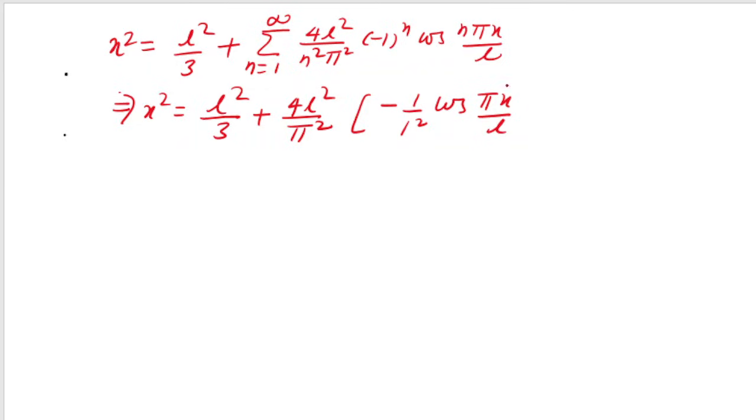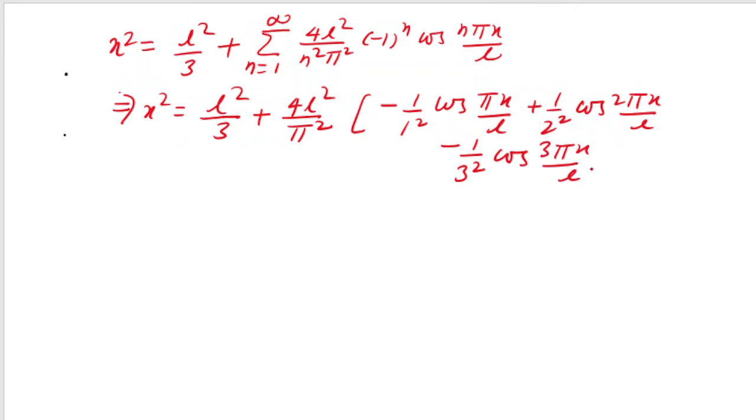If I take n is equal to 2, I will get plus, so I will get 1 by 2 square sine 2 pi, not sine, oh what I am doing, cos, don't get confused. So I will get cos 2 pi x by L. Similarly, if you take n is equal to 3, you will be getting minus 1 by 3 square cos 3 pi x by L, and so on. So I leave it as such. This is the Fourier series expansion.